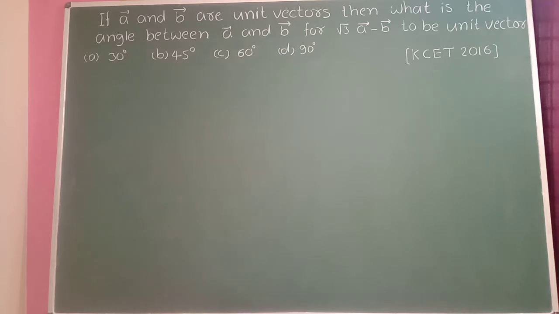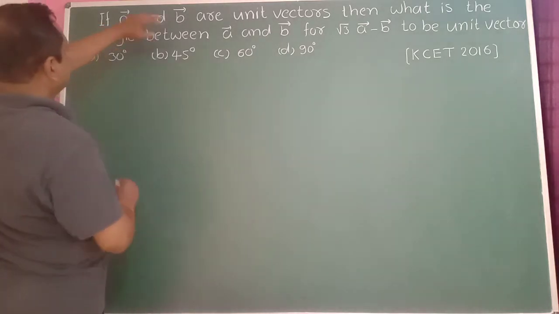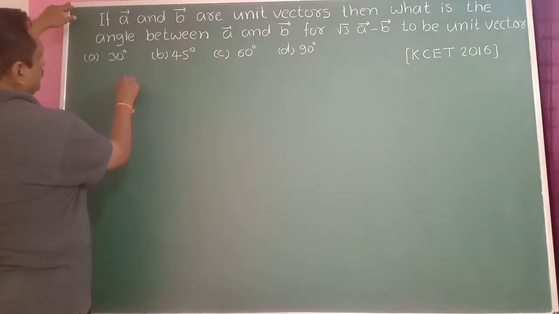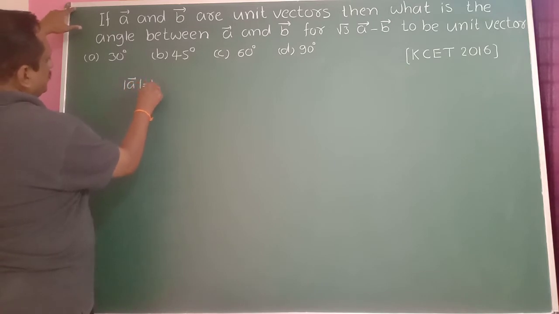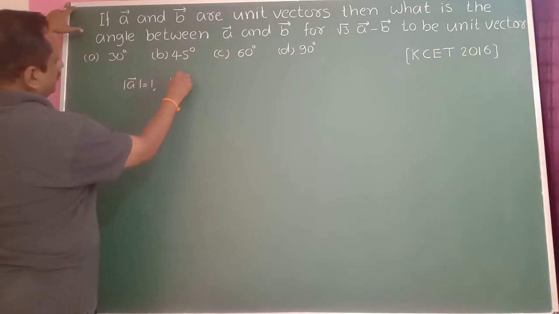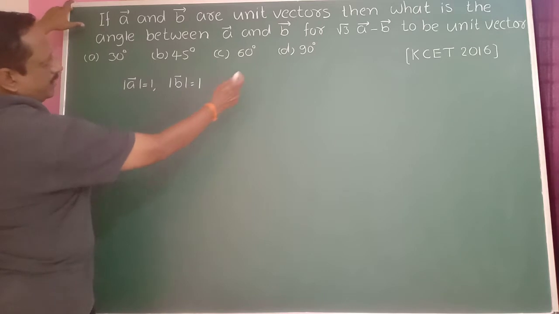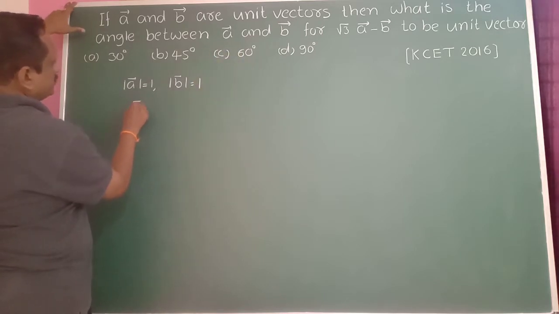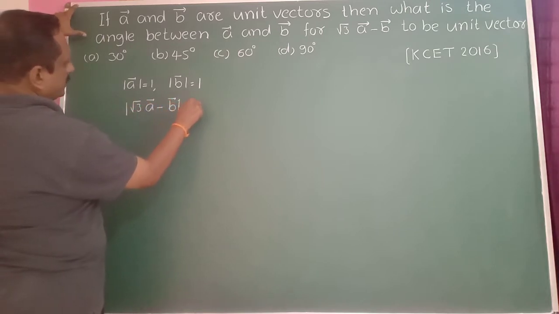So if a bar and b bar are unit vectors, then what is the angle between a bar and b bar for root 3 into a bar minus b bar to be a unit vector? Therefore these are unit vectors here. Modulus of a bar is equal to 1, modulus of b bar is equal to 1, and this is also a unit vector, root 3 into a bar minus b bar is equal to 1.